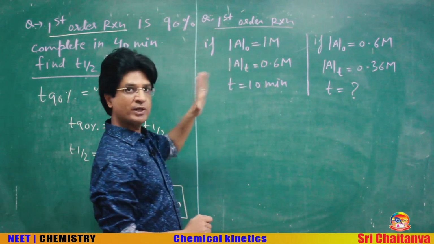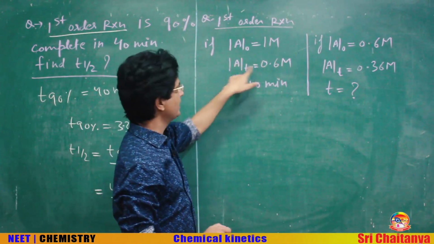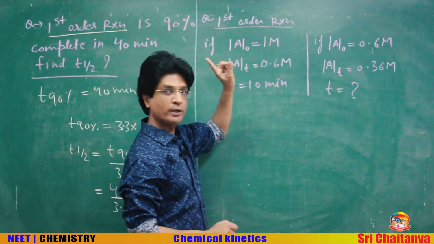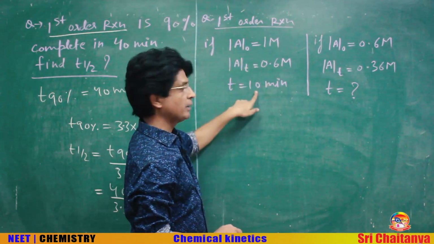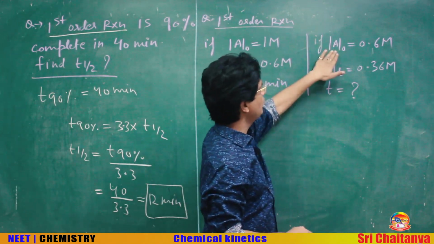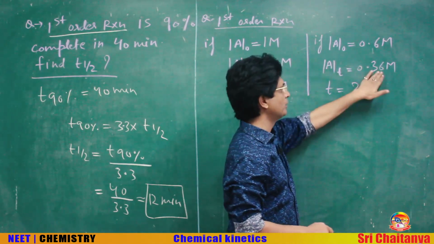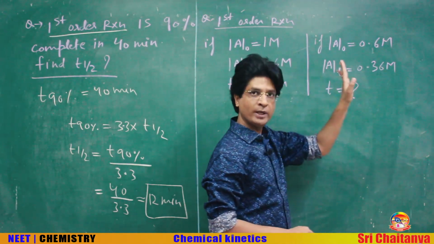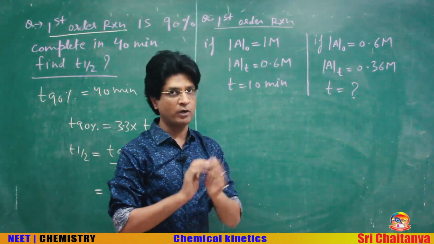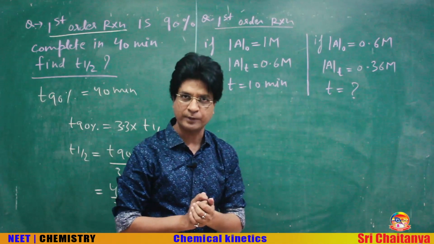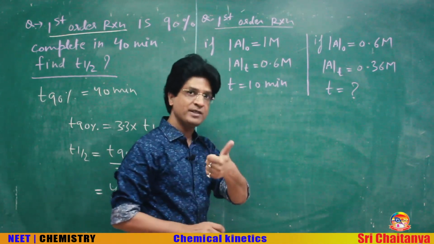So they have given you two situations. When A naught is 1 molar and the remaining reactant is 0.6 molar, the time taken to come from 1 molar to 0.6 molar is 10 minutes. They are saying that if we begin with 0.6 molar and want to come to 0.36 molar, how much time will be required? Now see, for a given first order reaction, the rate constant K will not change, because rate constant depends only on temperature and other things, but not on concentration, so K will remain the same.